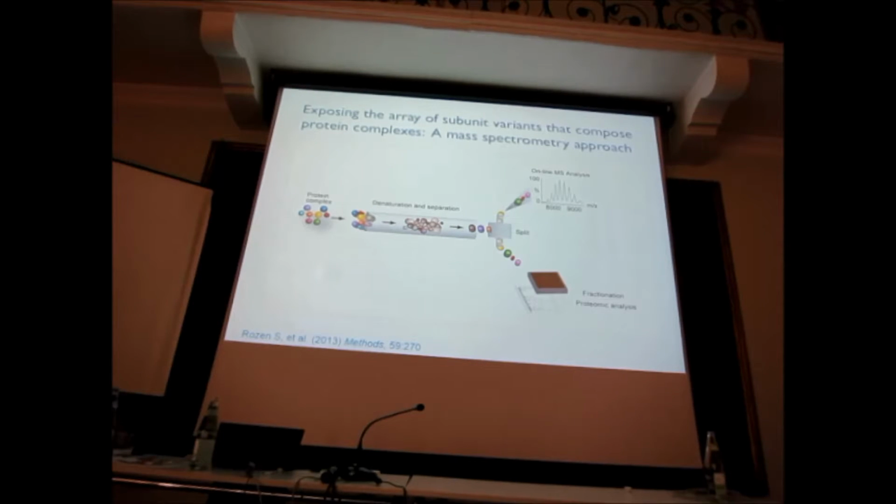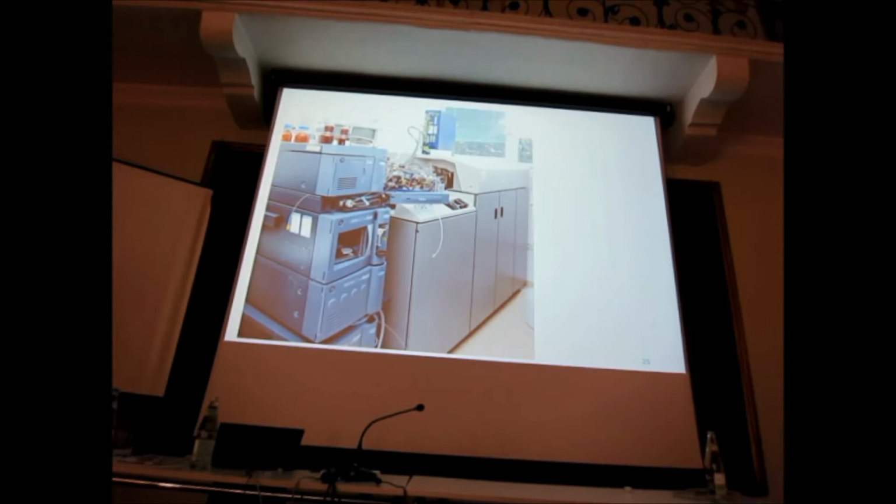The second fraction is fractionated into a 96 well plate where it is subjected to proteomic analysis, and this allows us to determine the identity of the protein subunits and also their post-translational modifications. And then we can correlate the information that we get from the top down and from the bottom up approaches. And this is an example of how the system looks.